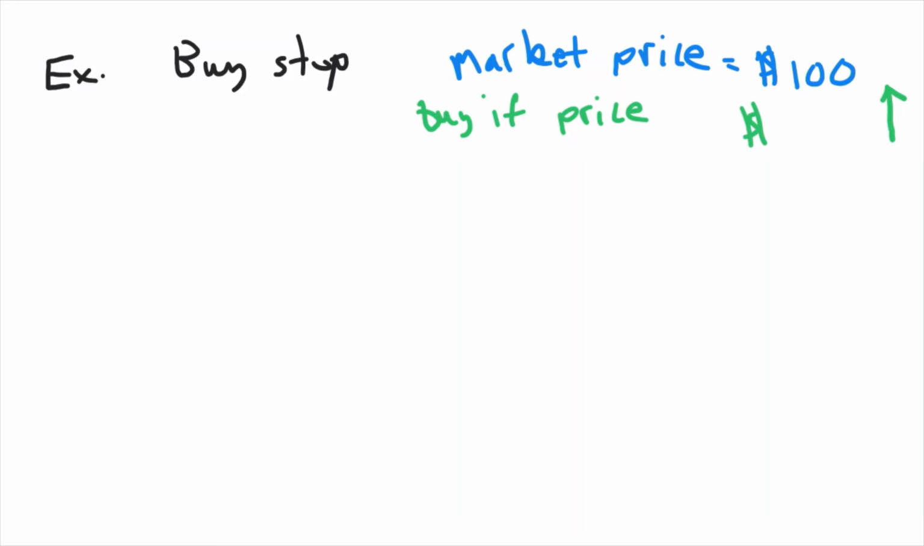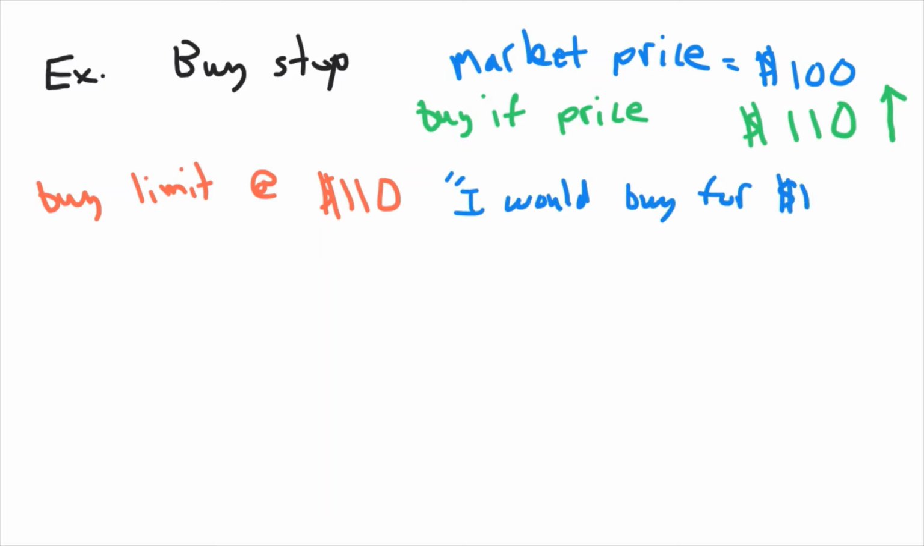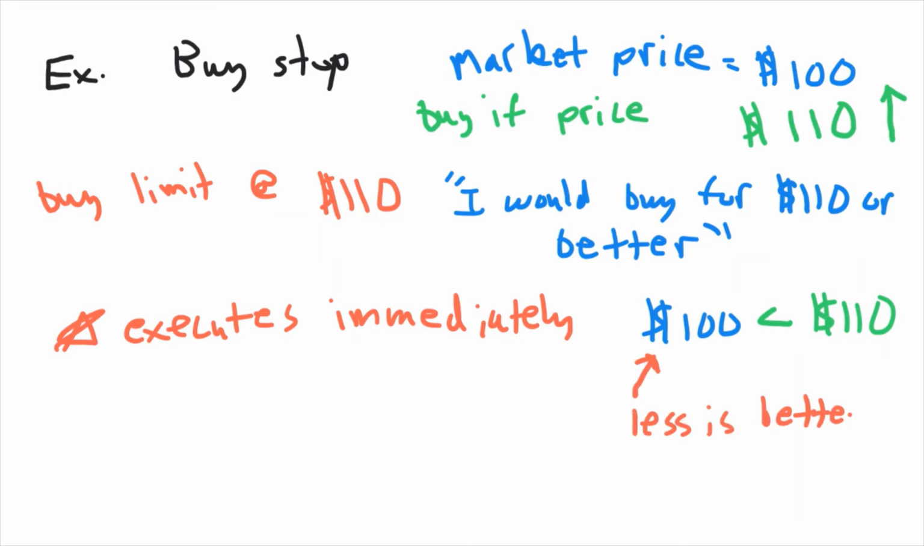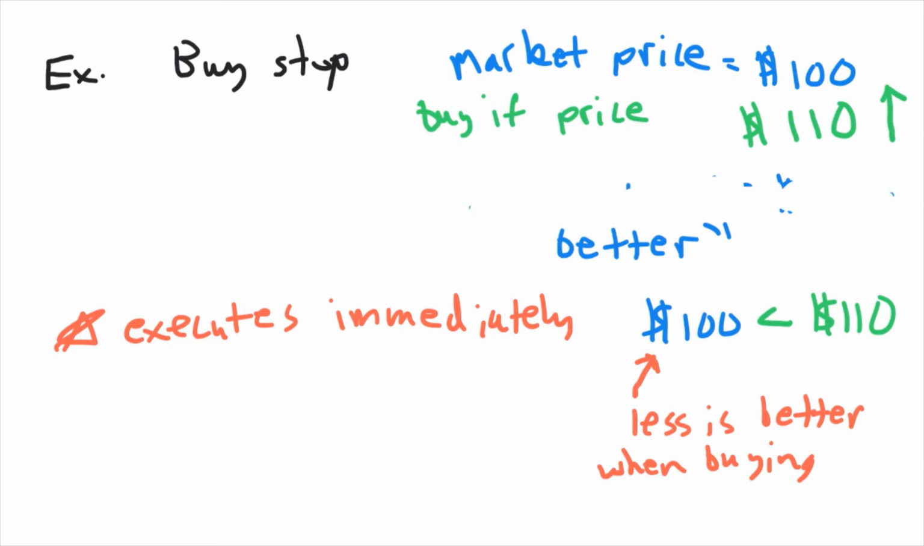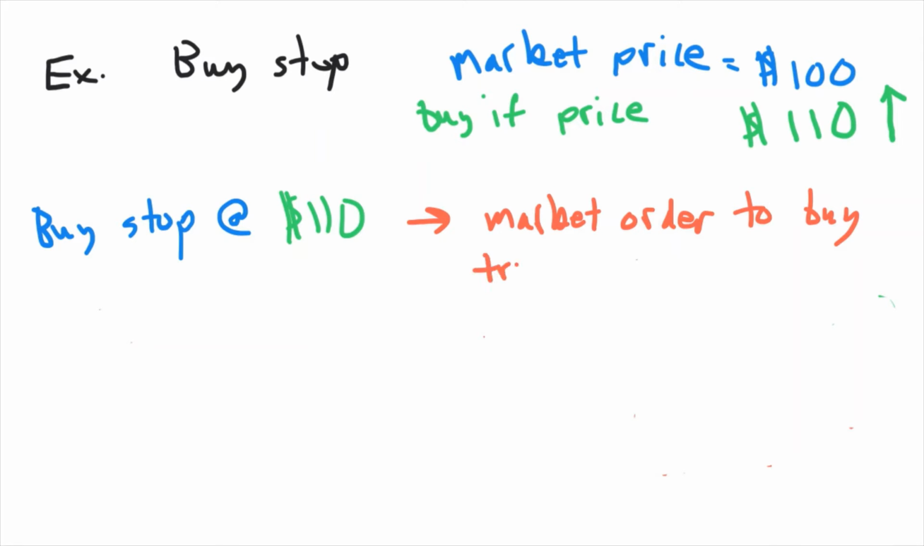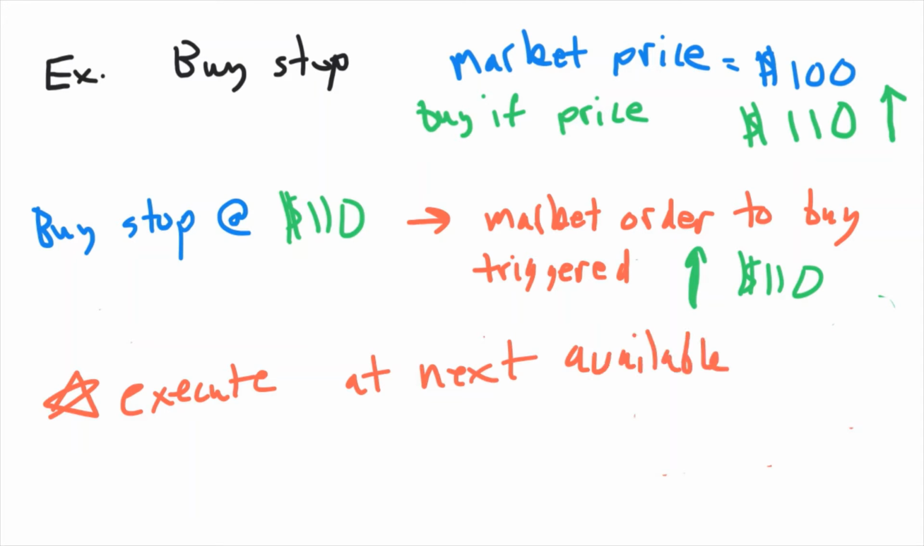Now, another example, let's do a buy stop, and let's assume the market price is 100, and we're trying to buy if the price rises to 110. If we just do a normal buy limit at 110, we're saying I would buy for 110 or better, and that would execute immediately because 100 is better than 110 when you're buying, because it's less. So we don't want that. So we're going to do a stop order instead. If we do a buy stop at 110, then the market order to buy will be triggered if the price rises to 110. And this will execute at the next available price.